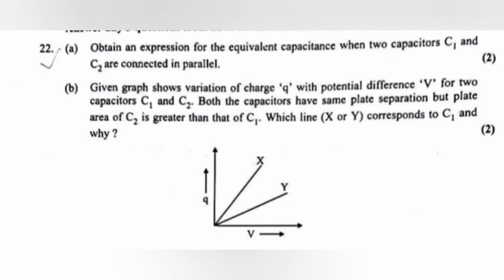B. Given graph shows variation of charge Q with potential difference V for two capacitors C1 and C2. Both the capacitors have same plate separation but plate area of C2 is greater than that of C1. Which line corresponds to C1 and why? Answer.